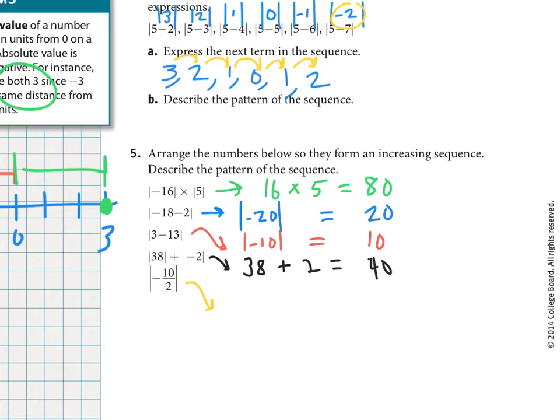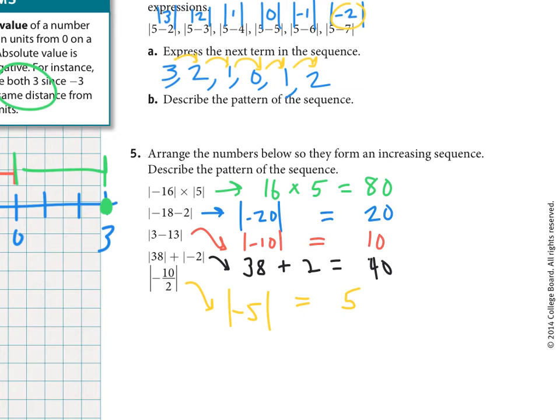And finally, we got a little fraction in there. Negative 10 over 2 is negative 5, right? Now we didn't take an absolute value yet, so the absolute value bars are still there. What's the absolute value of negative 5? It's positive 5. Okay, so we got each value simplified.